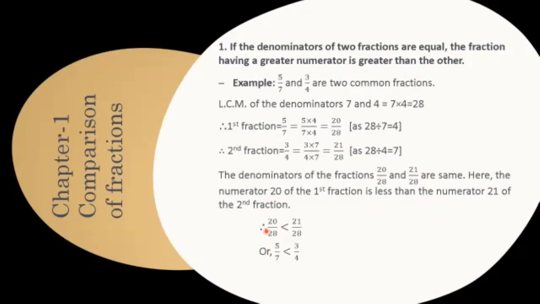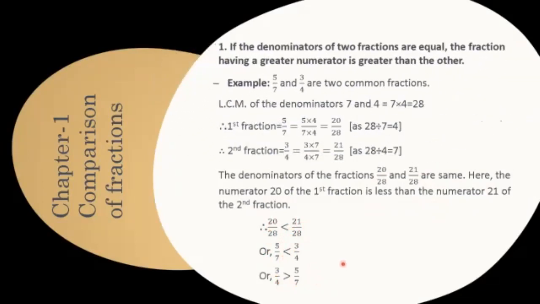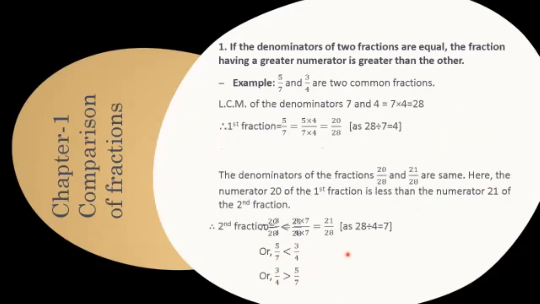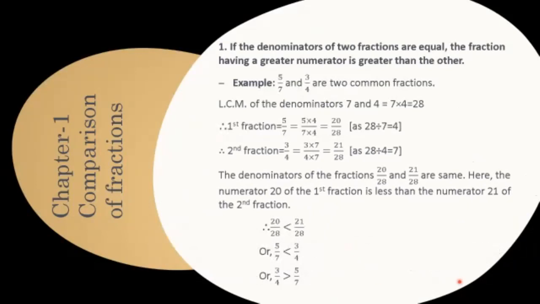So we can write down, because 20 divided by 28 is 5 divided by 7 and 21 divided by 28 is 3 divided by 4, or we can write it this way, 3 divided by 4 is greater than 5 divided by 7. So my dear students, this is the comparison of fractions, and we can find out which fraction will be greater than the other or which fraction will be less than the other. So this is the process. If we make the denominators equal, we can easily find out by the numerator which one is greater and which one is less.